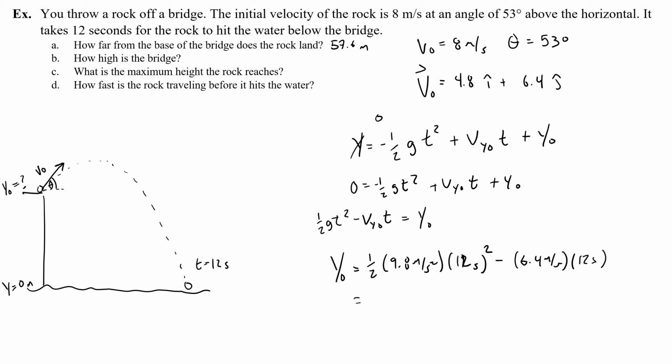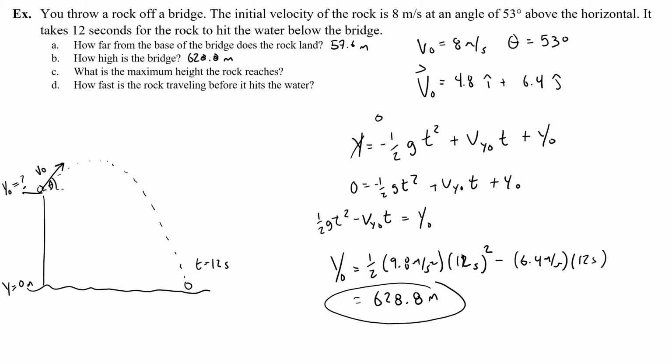This is going to give you an initial height of 628.8 meters, which is a very, very tall bridge. Okay, great. So that's how high the bridge is, 628.8 meters. Now let's work on part C. What is the maximum height that the rock reaches?